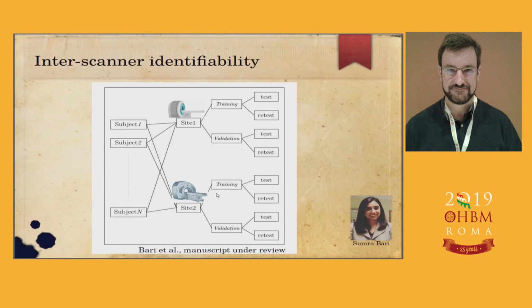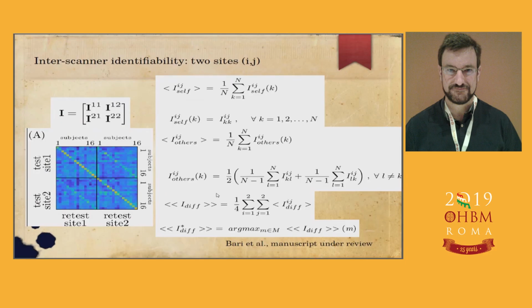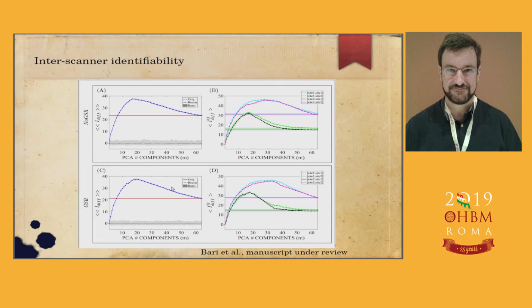In other words, the worst nightmare of any fMRI engineer. Basically, we expanded the identifiability matrix so now you have within site 1 test-retest, within site 2 test-retest, and this is the challenging part: test in imaging site 1, retest in imaging site 2, and the other way around. Now you can imagine that I have 4 differential identifiability patterns to track, corresponding to the 4 different quadrants.